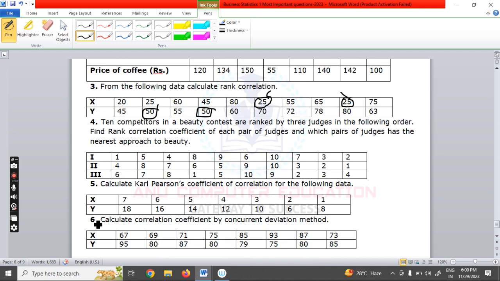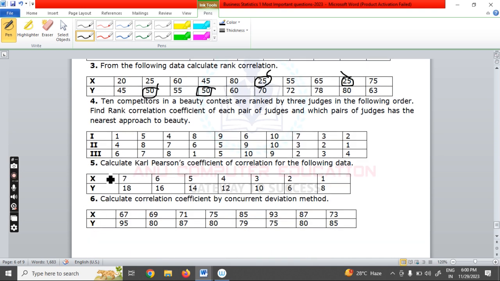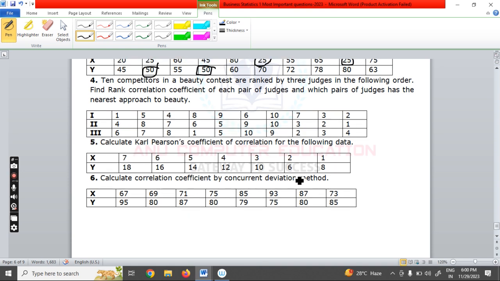And next one is calculation of coefficient of skewness, and this is one of the very important questions. And next one is concurrent deviations, and this is also very important.